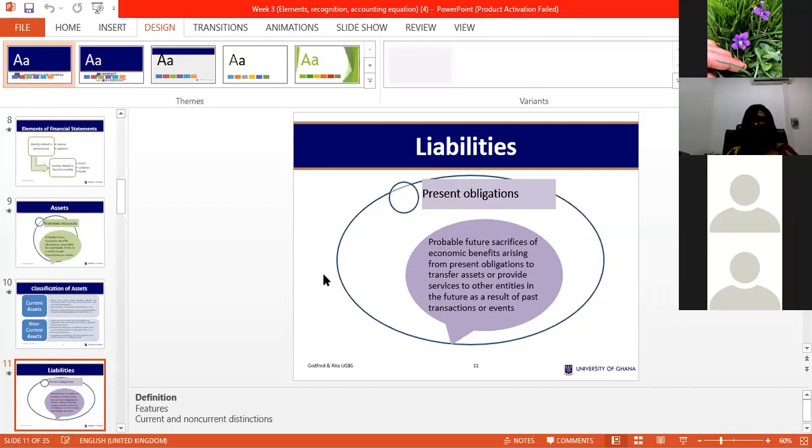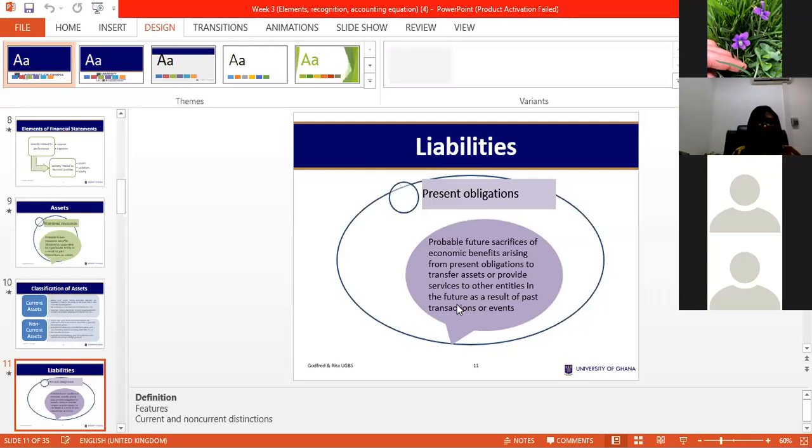So liabilities, we are saying that they are sacrifices the entity has to make in future based on some obligations they have today. And that will result in the transfer of an asset, or some sacrifice of an economic benefit. Now that is the description of a liability. It's an amount you have to pay. In its basic explanation, it is what the business entity owes to third parties.